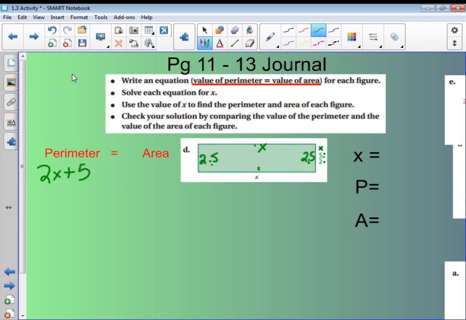Okay, for my area, remember it's length times width. So it's x times 2.5 or 2.5x is how you guys are used to seeing it when it's just multiplying between those two numbers. So now I'm going to go ahead and get my x's to one side.